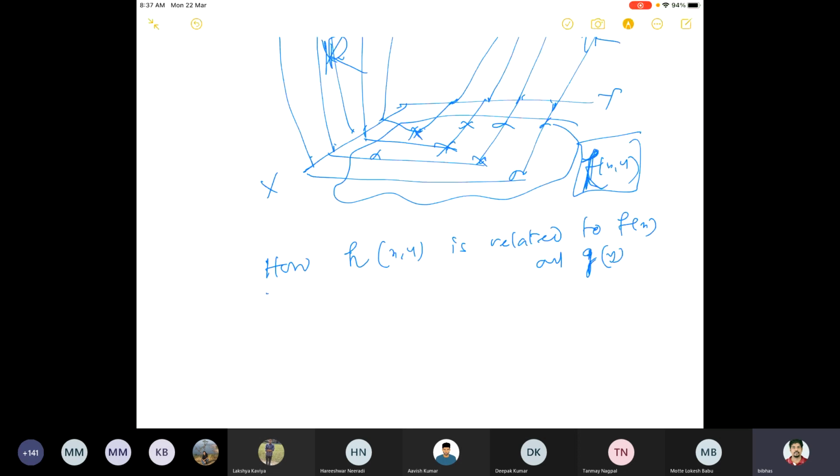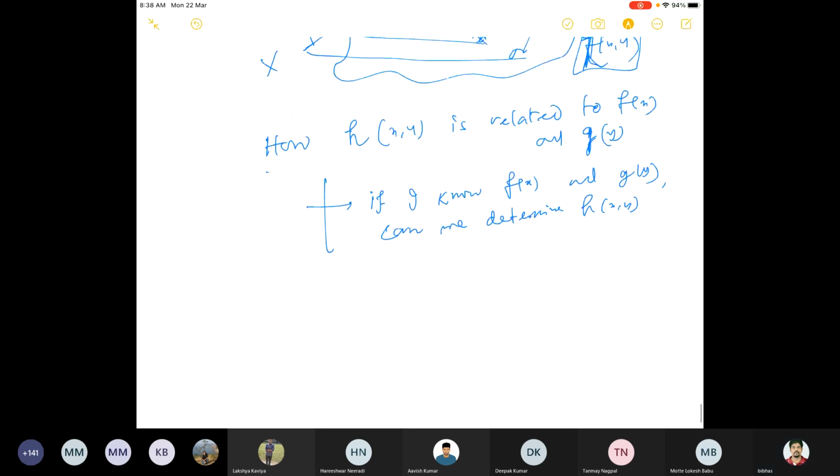To answer this question, there are two questions. If I know fx and gy, can we determine hxy? And the other question is, if I know h of xy, can we determine f and g? But what is the meaning of f and g?